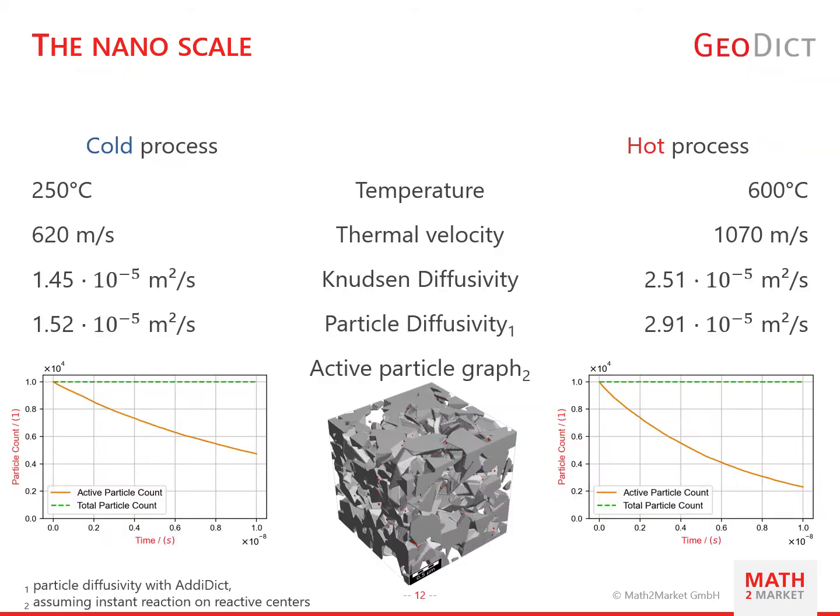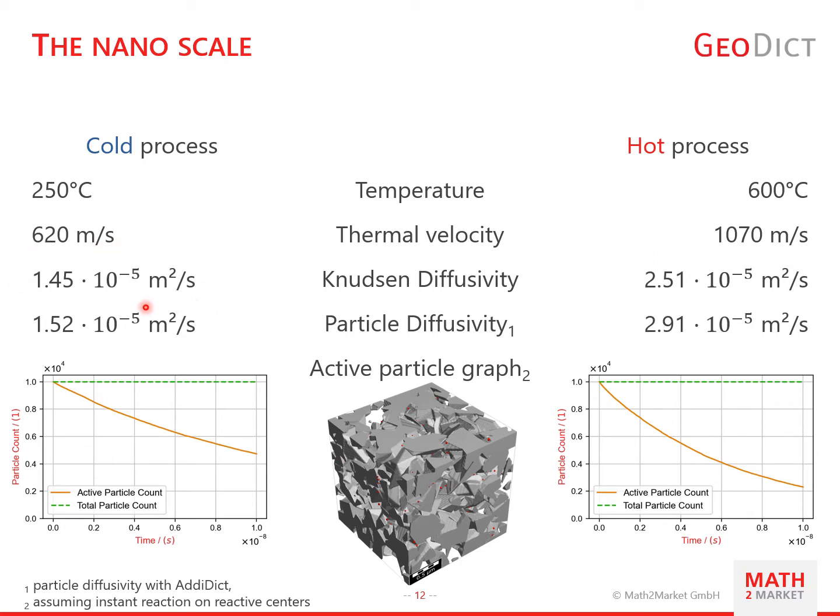Let's have a look at the results of the nanoscale simulation. Here you see different temperatures and also different thermal velocities. The thermal velocity is the velocity of the random movement of the molecules, and for sure, at a higher temperature you also have a higher thermal velocity. This can be calculated from literature, and we plug this value into our Knudsen diffusivity and get these values for our structure.